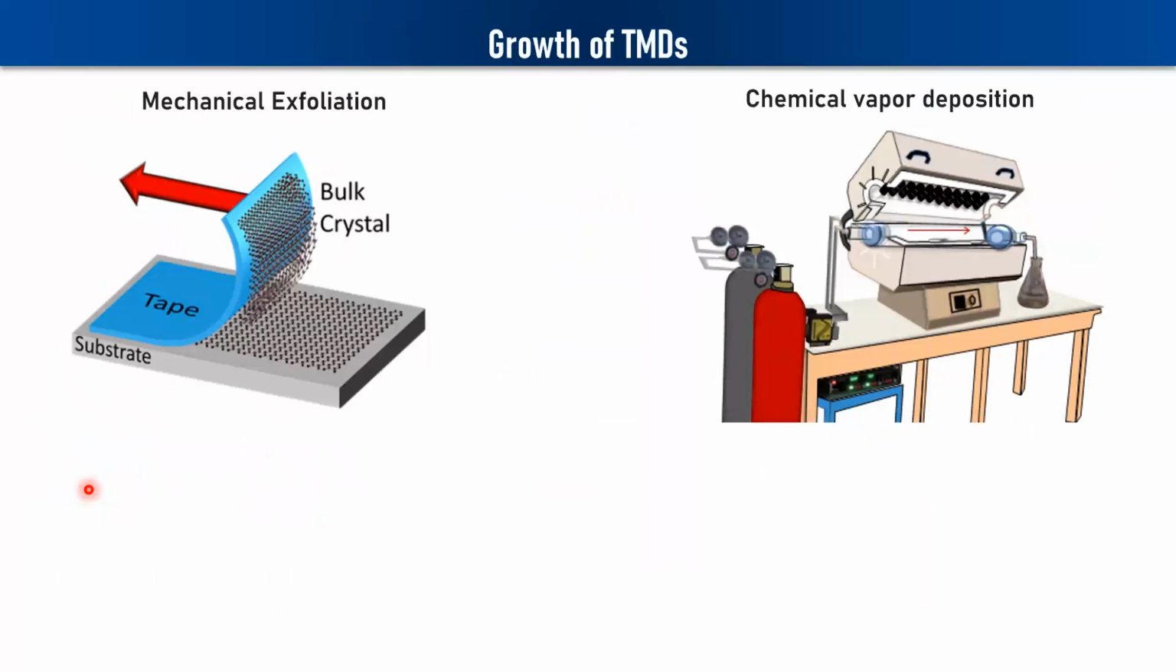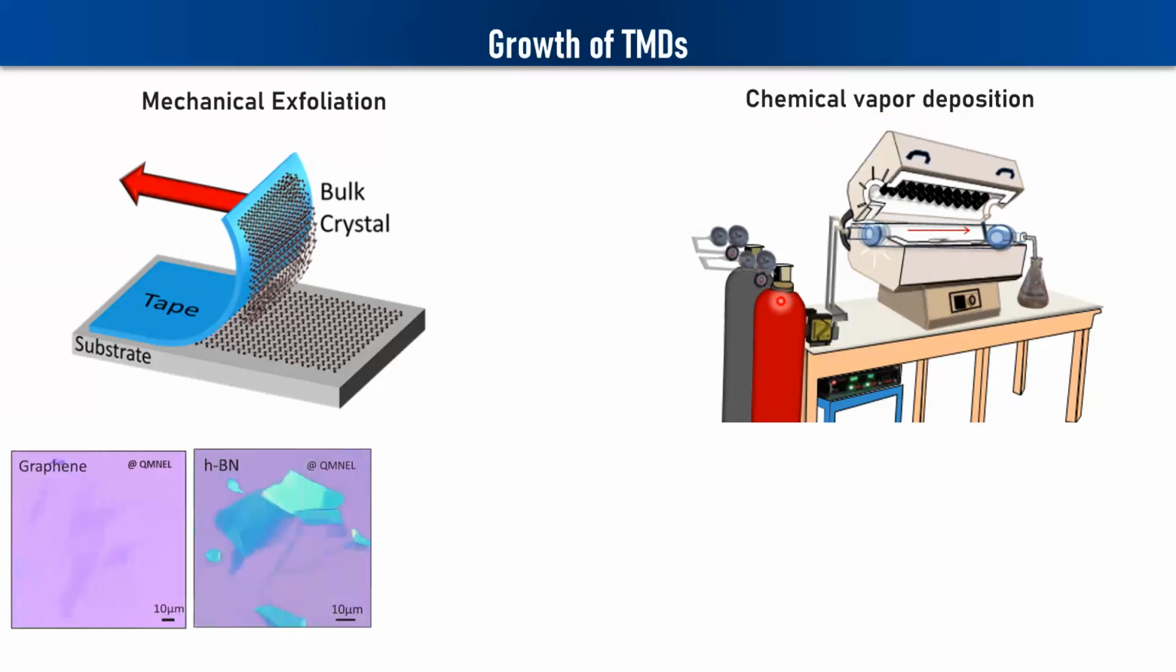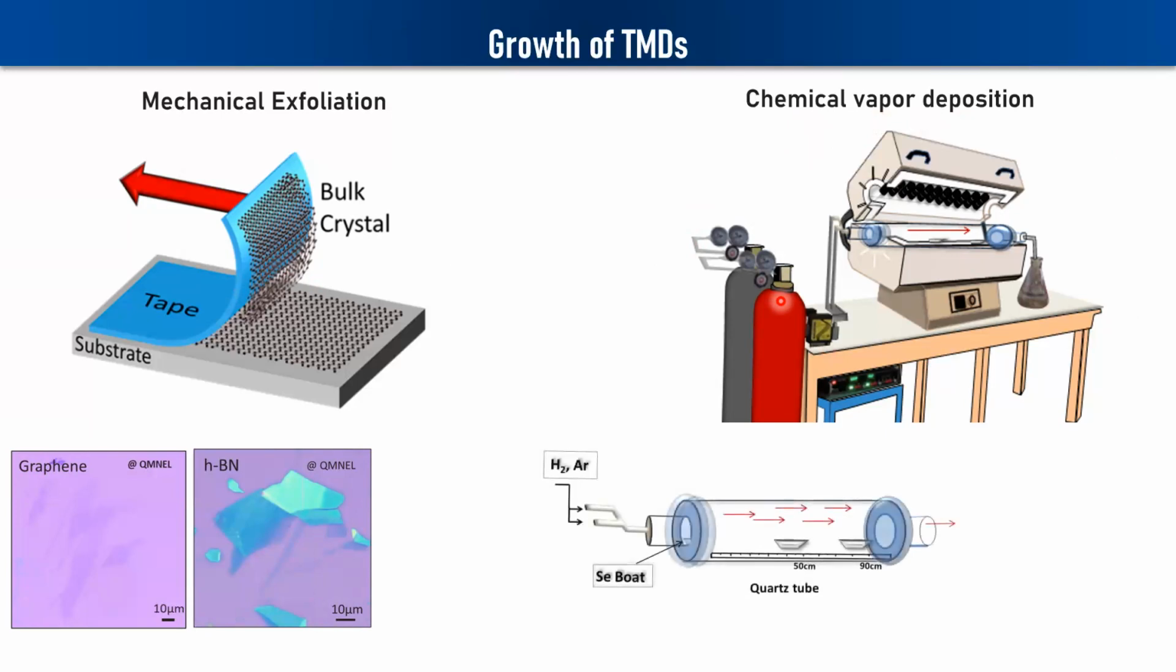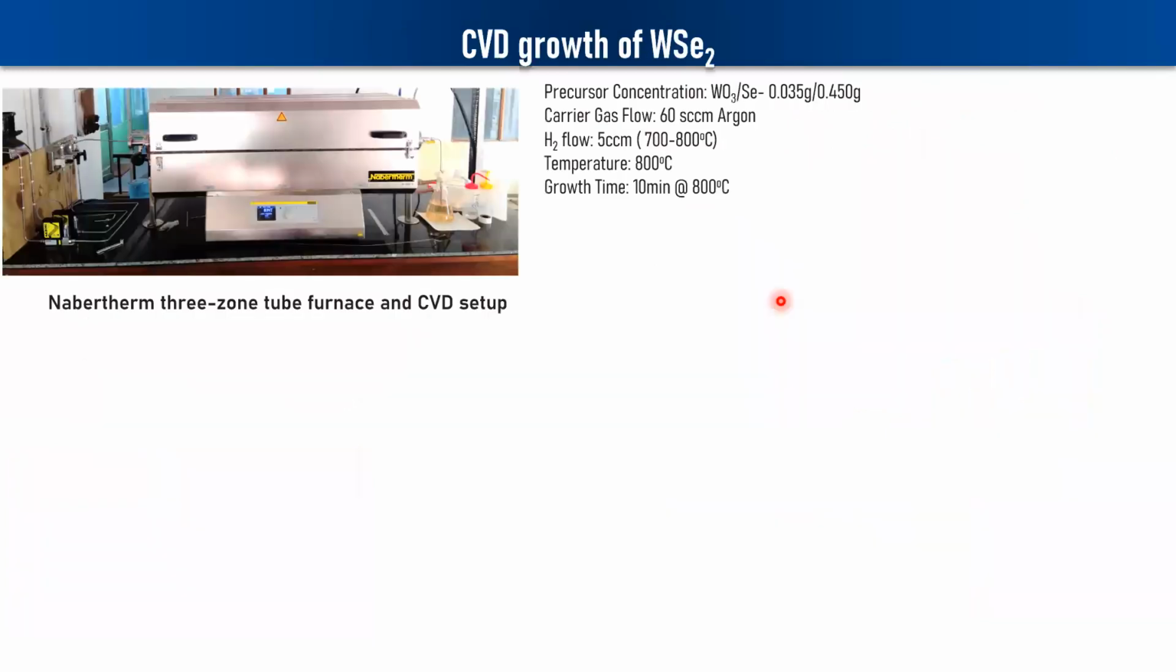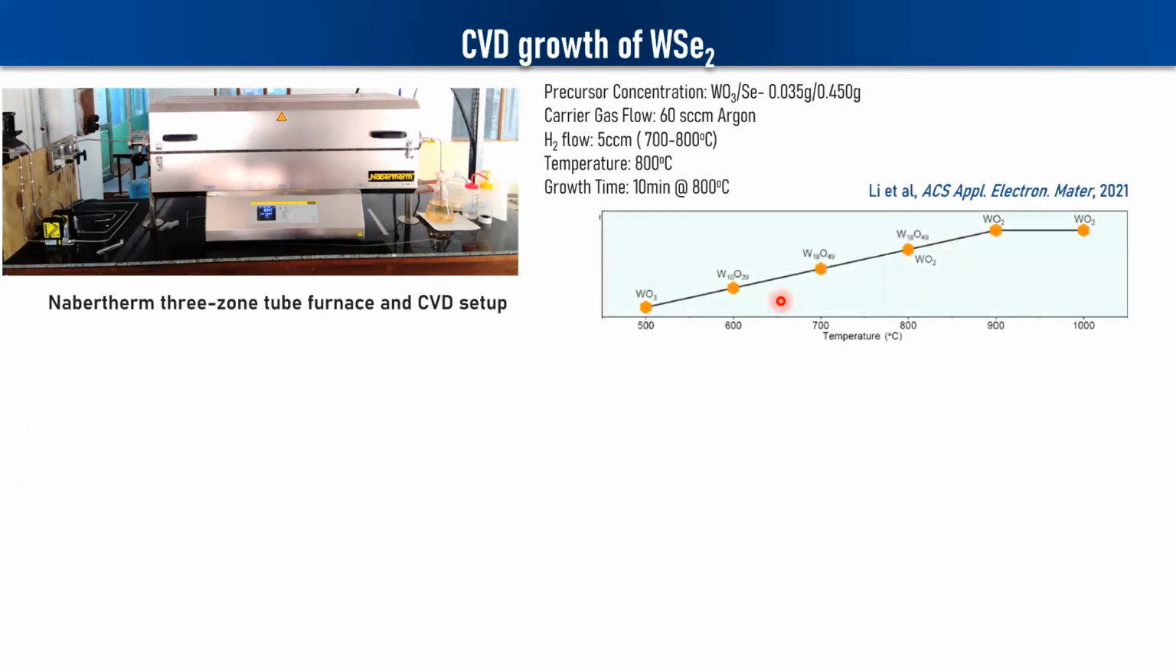Now, in our lab, we make the TMDs by two techniques. One is mechanical exfoliation, where we peel the bulk crystal using scotch tape, and the other is chemical vapor deposition. For some of the samples like graphene and hBN, we do mechanical exfoliation, and the TMDs we try to grow using chemical vapor deposition. This is the setup where we initially grew the WSe2 samples. One of the interesting things that we have observed is the role of hydrogen in determining the growth of WSe2.